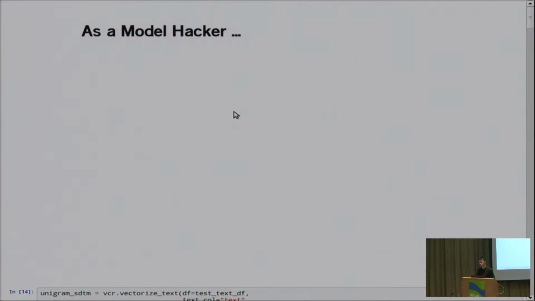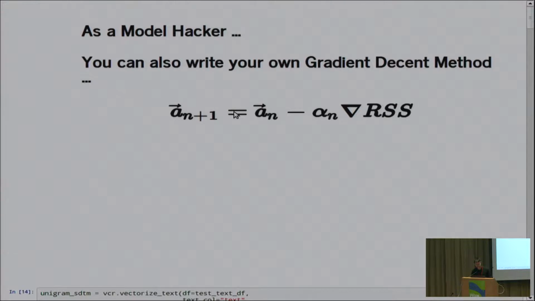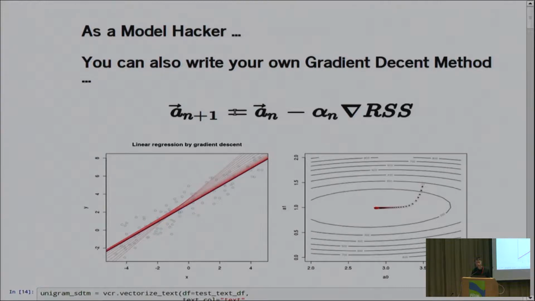So as a model hacker, we always try to build a solver by ourselves. It's a smooth problem, so we can use the gradient descent method to find the best model.